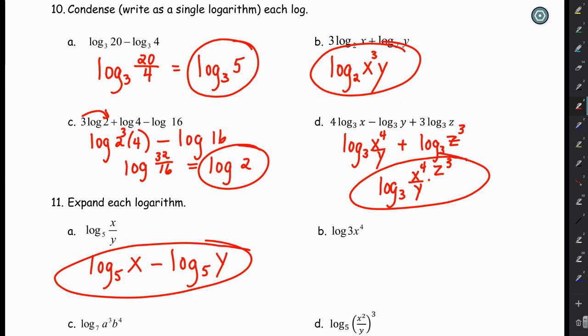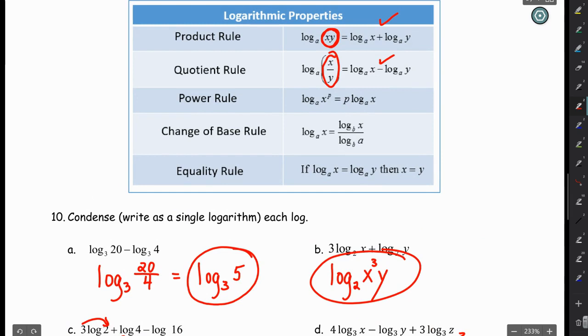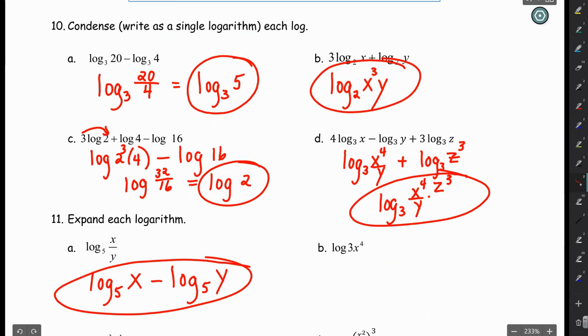We have multiplication between 3 and x to the 4th. So when we have the multiplication, we know we're going to have addition when I expand the log. We also have a 4 there, which means we're going to use the power rule. So let's do that in pieces. We've got log of 3 plus log of x to the 4th.